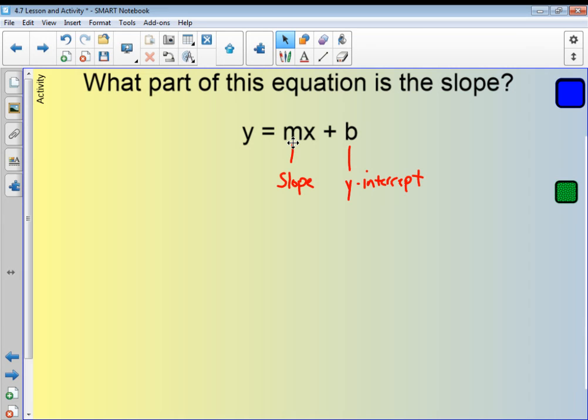Okay, today, in previous lessons, they gave us a line and they asked us to write the y-intercept equation. Today what they're going to do is give us, not a line, sorry, a point and a slope, and they're going to ask us to write the y-intercept equation from that.